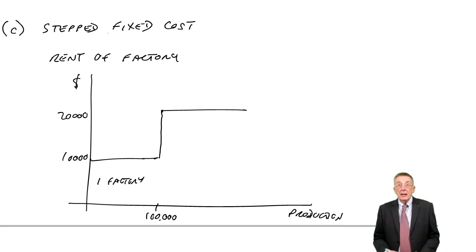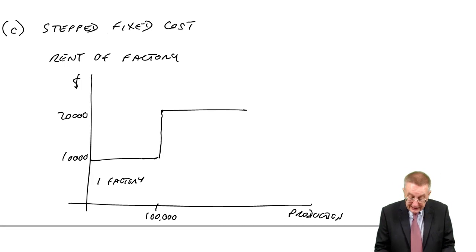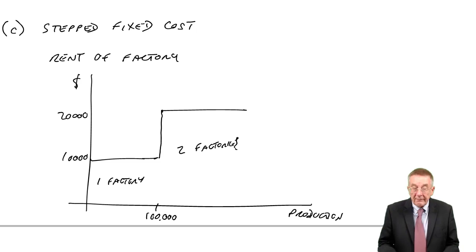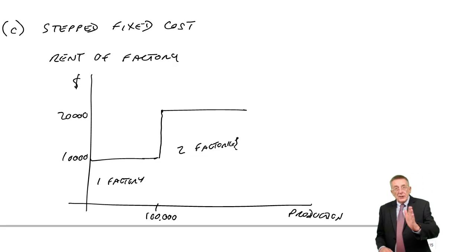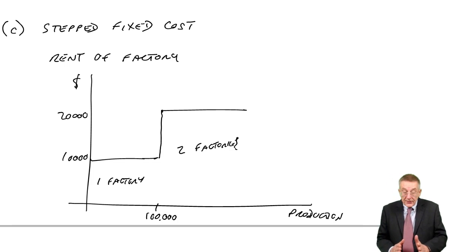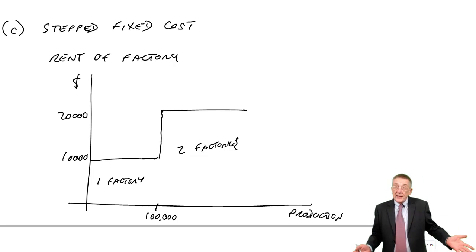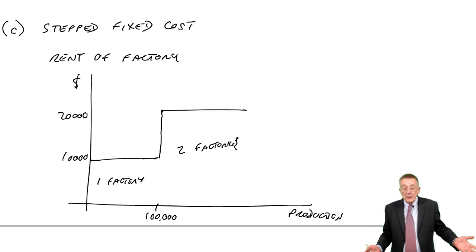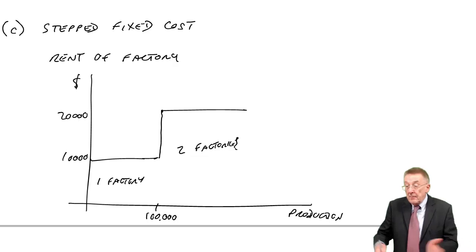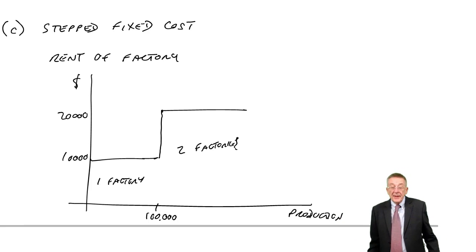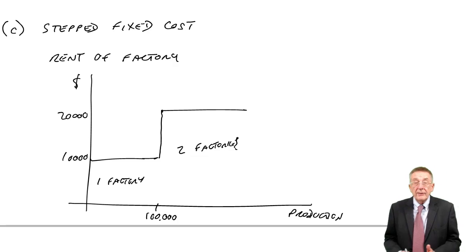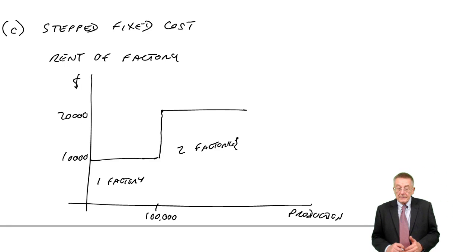And it's then going to be fixed at 20,000. So you have a fixed cost over a range up to 100,000 units. It's fixed at $10,000. Over 100,000 units, it's fixed at $20,000, and maybe carries on going up later. Well, we call that a stepped fixed cost. Stepped, I think, for fairly obvious reasons.